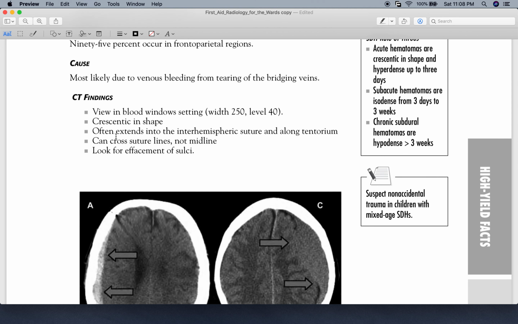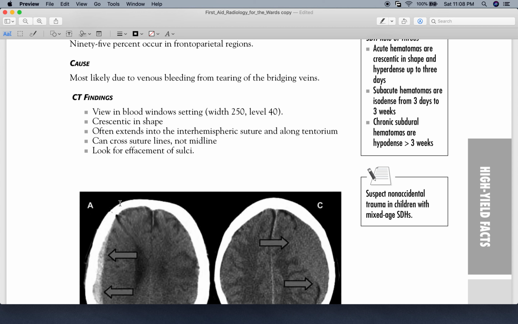Third thing here: it often extends into the interhemispheric suture and along the tentorium. So always the tentorium and the interhemispheric suture are going to be involved in the case of subdural hematoma. It can cross suture lines, not the midlines.